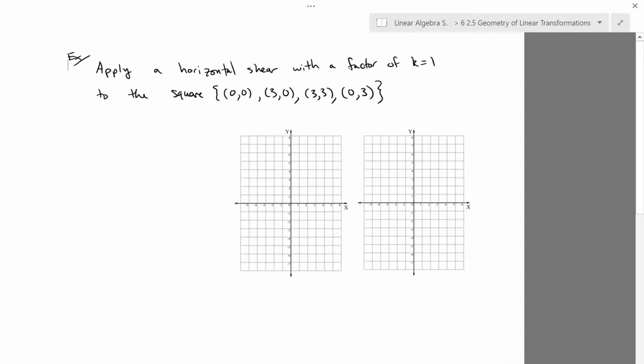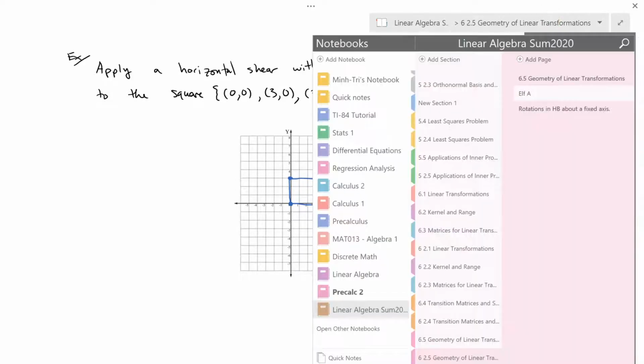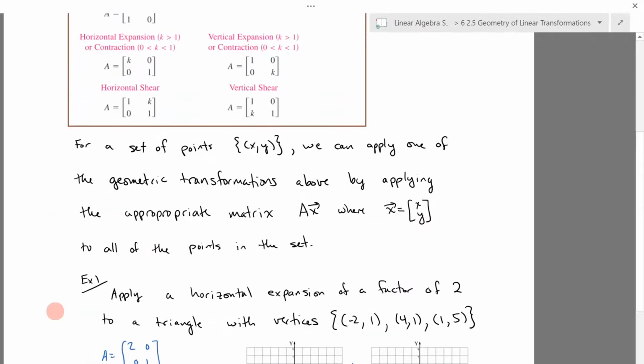In this next example, we look at a horizontal shear by a factor of k equals 1. Just like before, let's draw the original picture to see what it looks like. We have a square where the vertices are 0, 0, 3, 0, 3, 3, and 0, 3. So that's my original object. Now let's look at the transformation, a horizontal shear by a factor of 1.